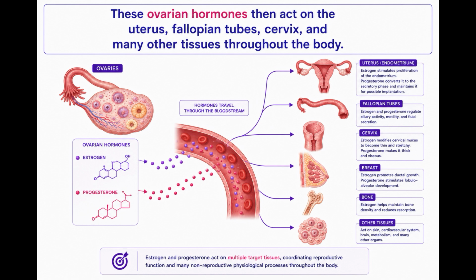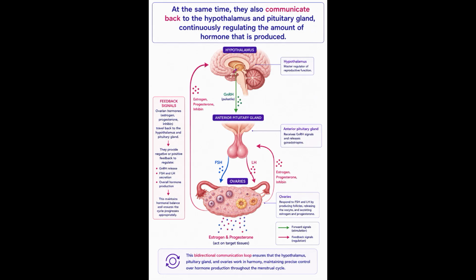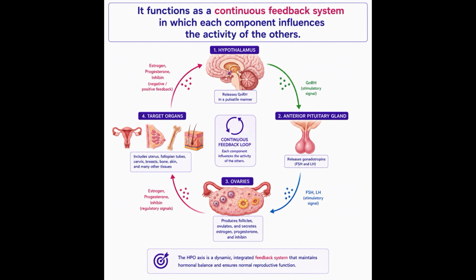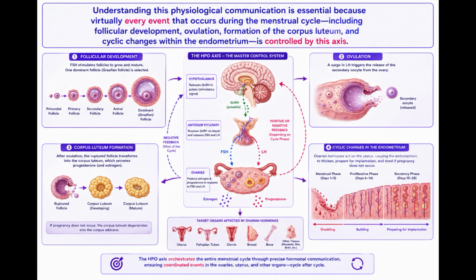These ovarian hormones then act on the uterus, fallopian tubes, cervix, and many other tissues throughout the body. At the same time, they also communicate back to the hypothalamus and pituitary gland, continuously regulating the amount of hormone that is produced. Thus, communication within the HPO axis is not one way. It functions as a continuous feedback system in which each component influences the activity of the others. Understanding this physiological communication is essential because virtually every event that occurs during the menstrual cycle, including follicular development, ovulation, formation of the corpus luteum, and cyclic changes within the endometrium, is controlled by this axis.